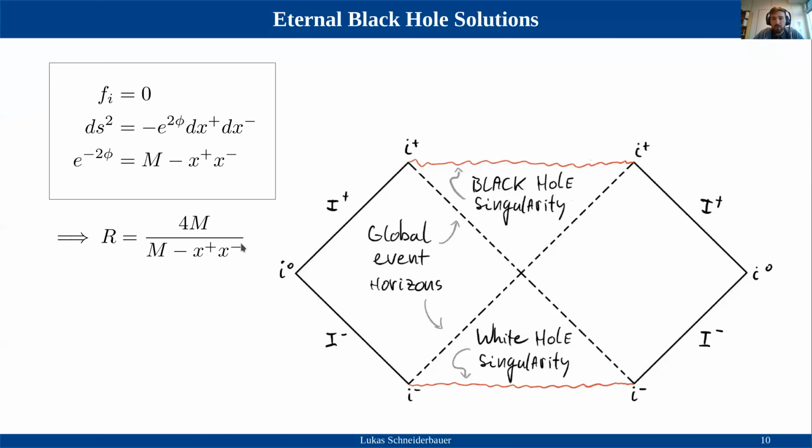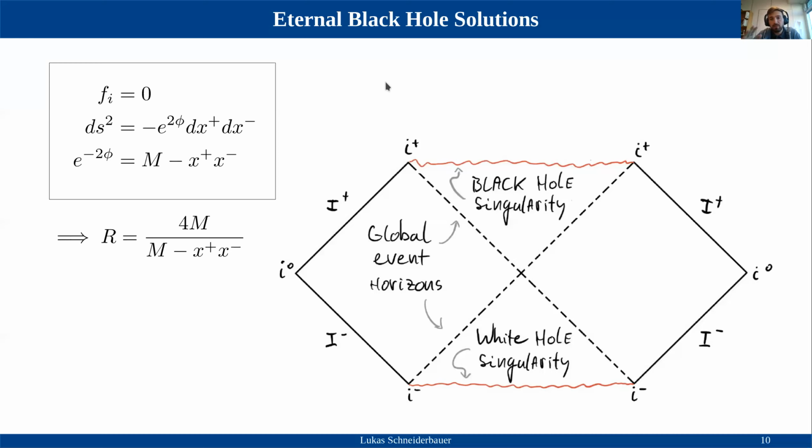And so now you can go ahead and even draw a Penrose diagram of this geometry, and it will look like this. So it will actually look exactly like a Penrose diagram of a 4-dimensional asymptotically flat black hole. So here we have the global event horizons. We have a black hole singularity here and a white hole singularity here. And yeah, that's it for this solution.